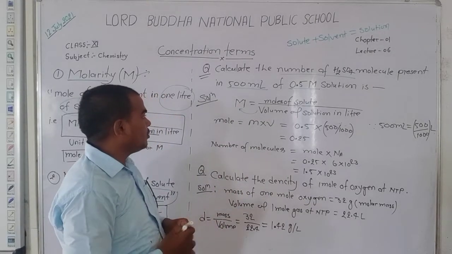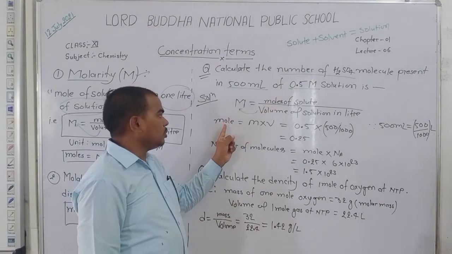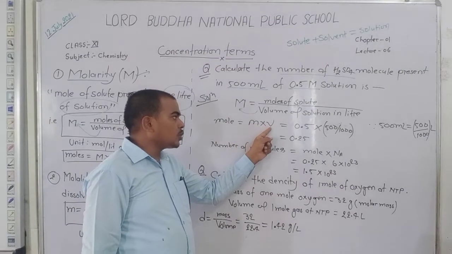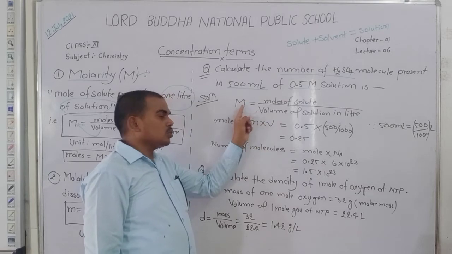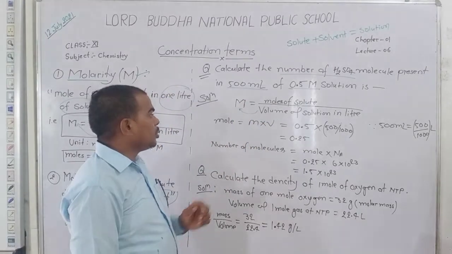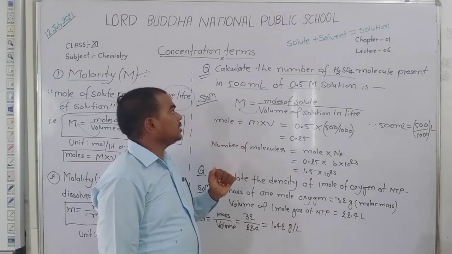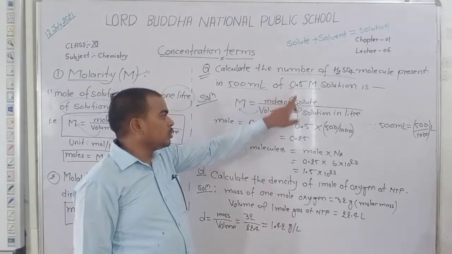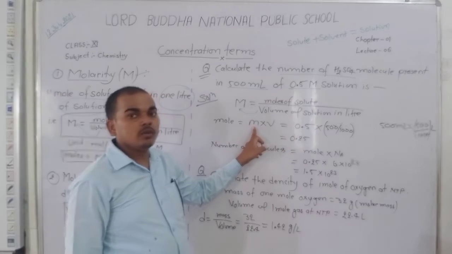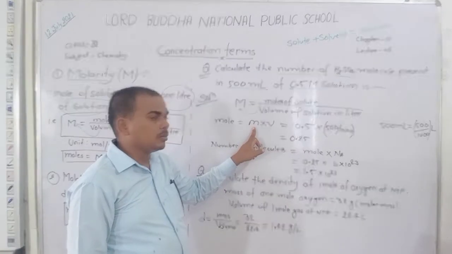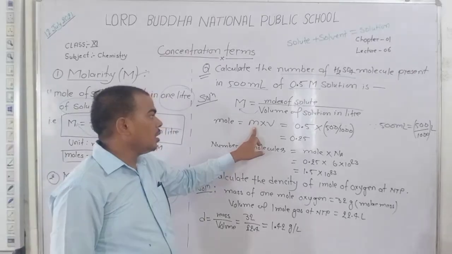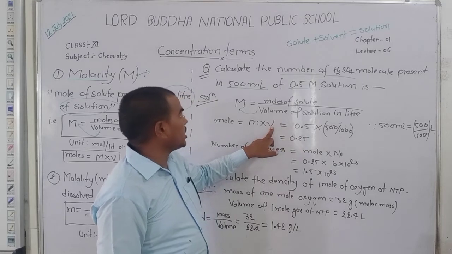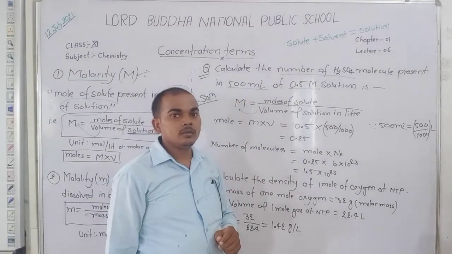then the formula becomes mole equal to molarity into volume. Molarity into volume. Put the value of the given molarity here. The molarity is 0.5 molar. So put the value 0.5 at the place of molarity, capital M. And the volume of solution given here is 500 ml.